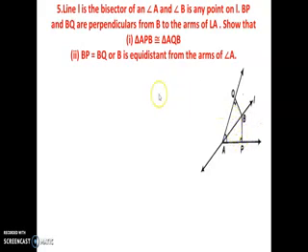It is so simple. Now in the second option we have to show that BP is equal to BQ. Yes, you already know that BP and BQ are the corresponding parts. We proved that these two triangles are congruent to each other. So BP and BQ are the corresponding parts of congruent triangles. So these two are also equal.